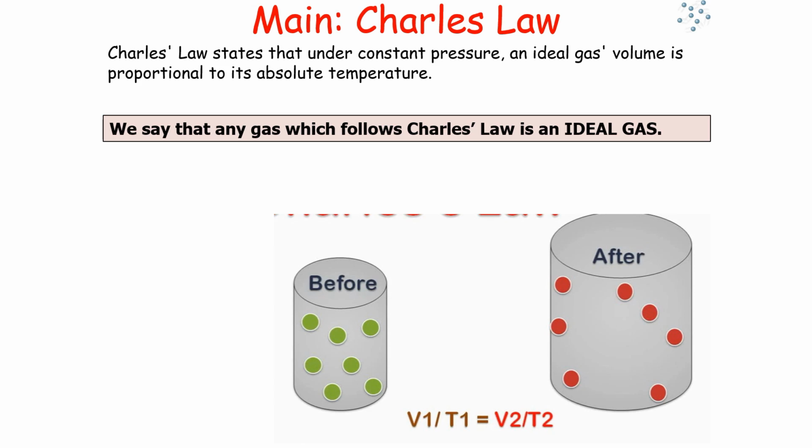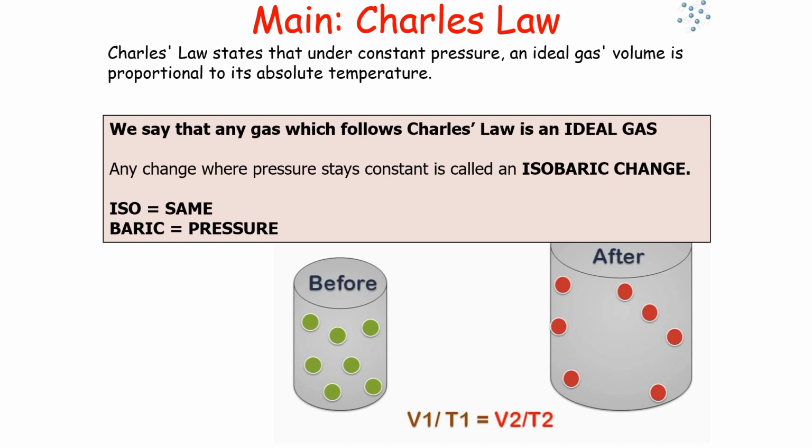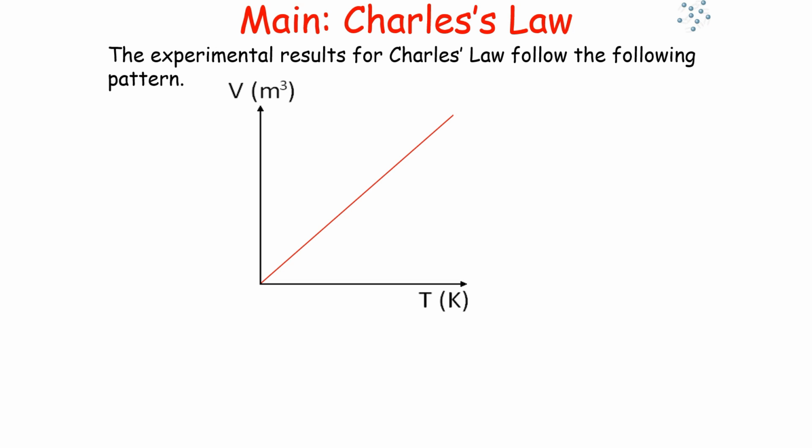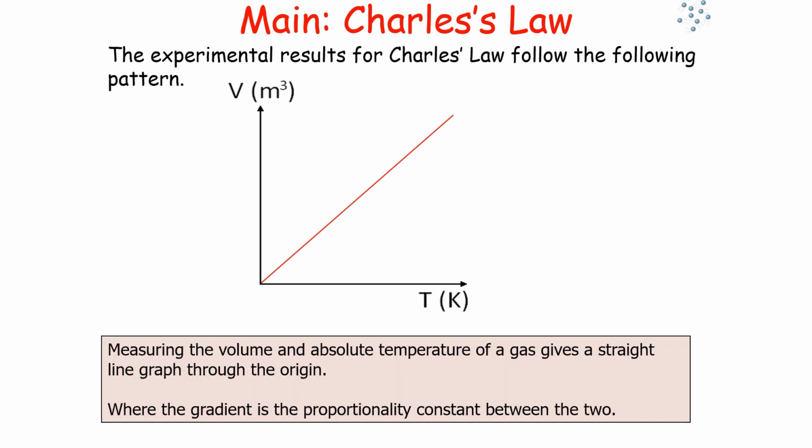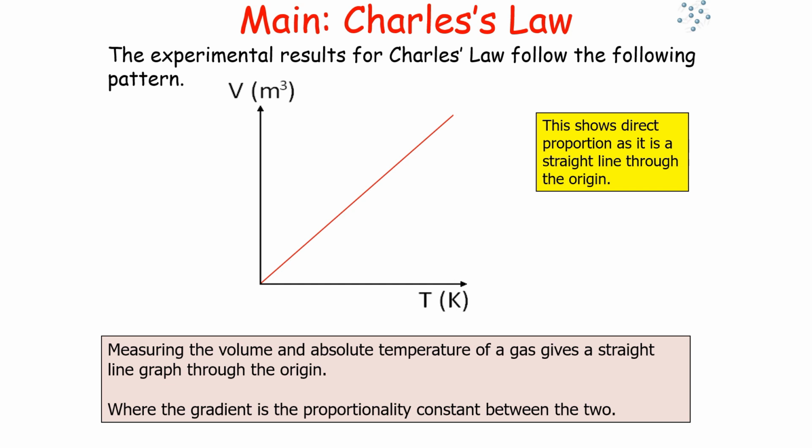Once again, we say that any gas which follows Charles' law is an ideal gas. Any change where the pressure stays constant, such as in Charles' law, we say is an isobaric change, because iso means the same and baric means pressure. The experimental results for Charles' law follow this particular pattern. Notice that measuring the volume and absolute temperature of a gas gives a straight line through the origin. The gradient is the proportionality constant between the two, and it's important to note that this shows V and T are directly proportional because the graph is a straight line through the origin.